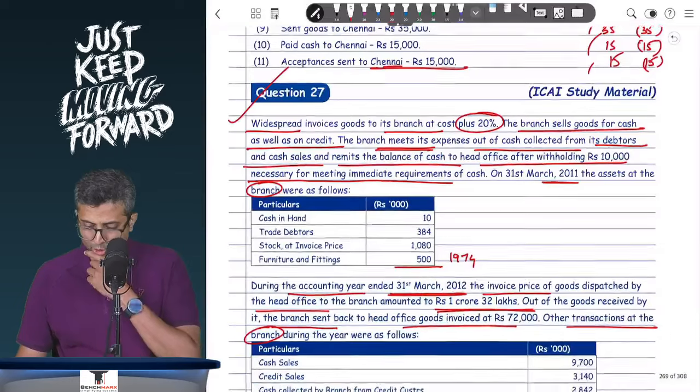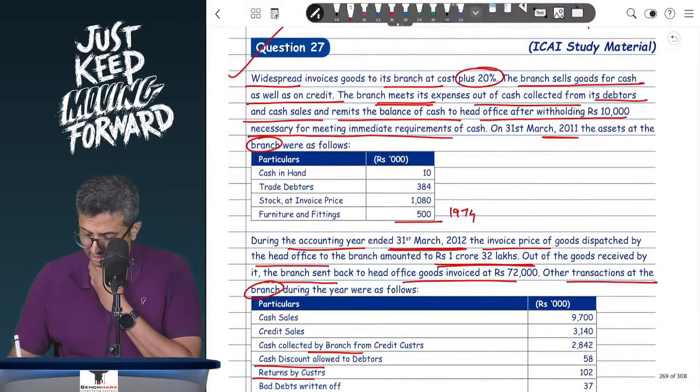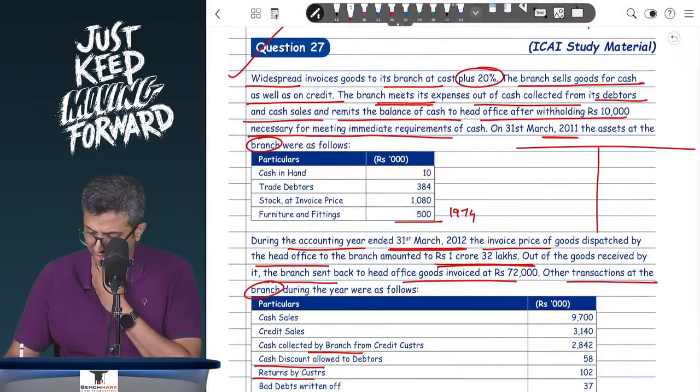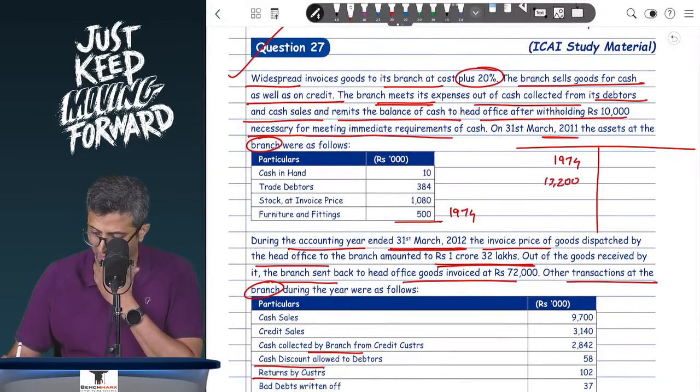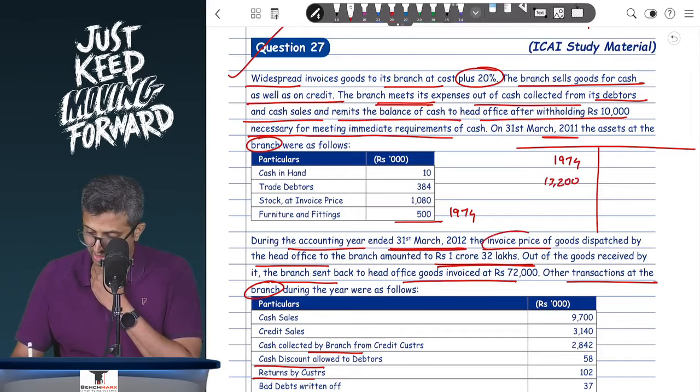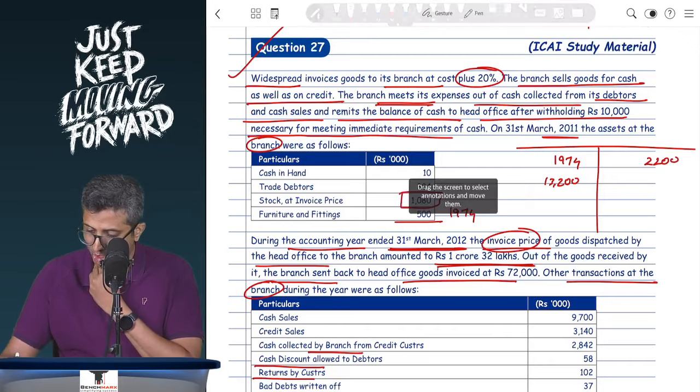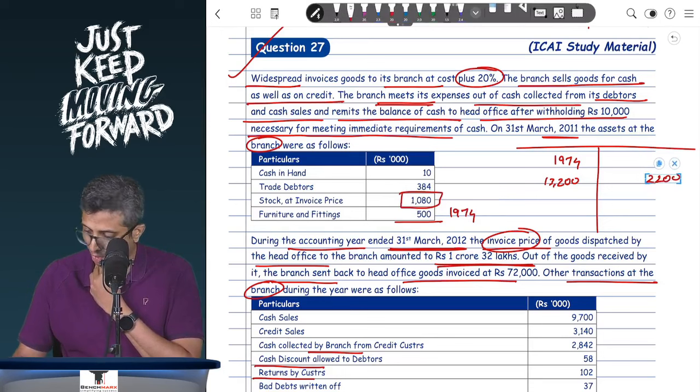Now if I go to see, you'll have opening, let's say your opening is 1974. During the year 13,200, invoice price of the goods. There will be some loading, divided by 120 into 20. I believe 2,200 will be the loading element. Even on these stocks at invoice price of 1080, there would be loading. 1080 divided by 120 into 20, maybe 180, would be your opening stock reserve. Everything will come over here only.